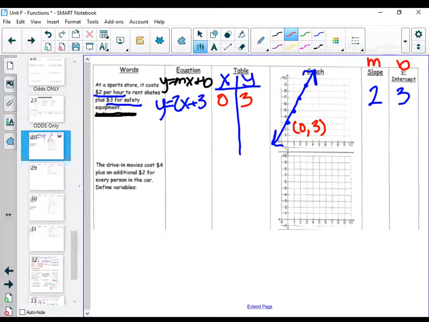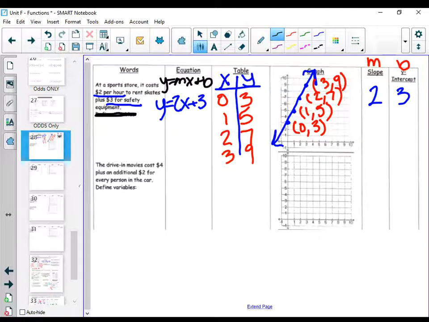The next point that I made, I went right 1 and up 5. So 1, 5. Then the point after that was right 2 and up 7. So 2, 7. The last point was right 3 and up to 9. So 3, 9. I've now filled out all the parts. I'm going to move on to the second equation.